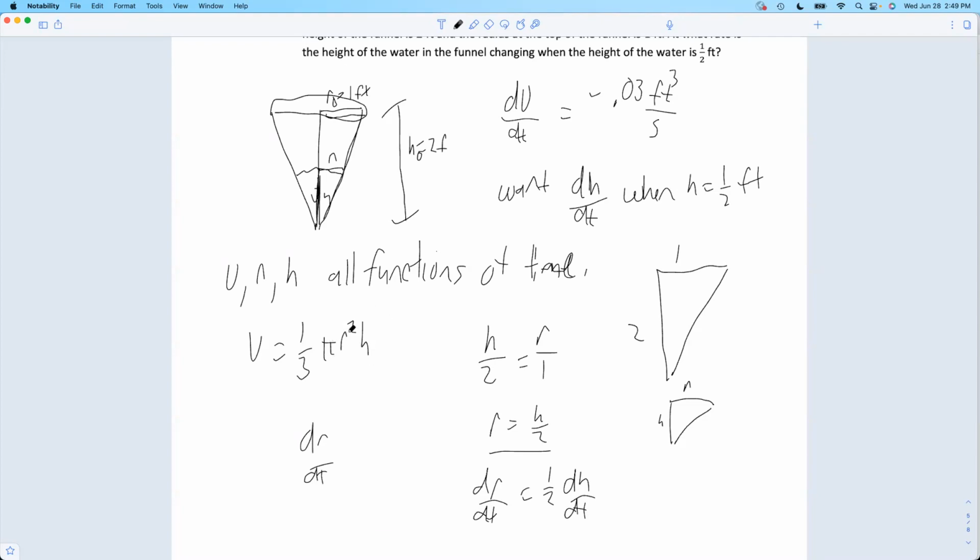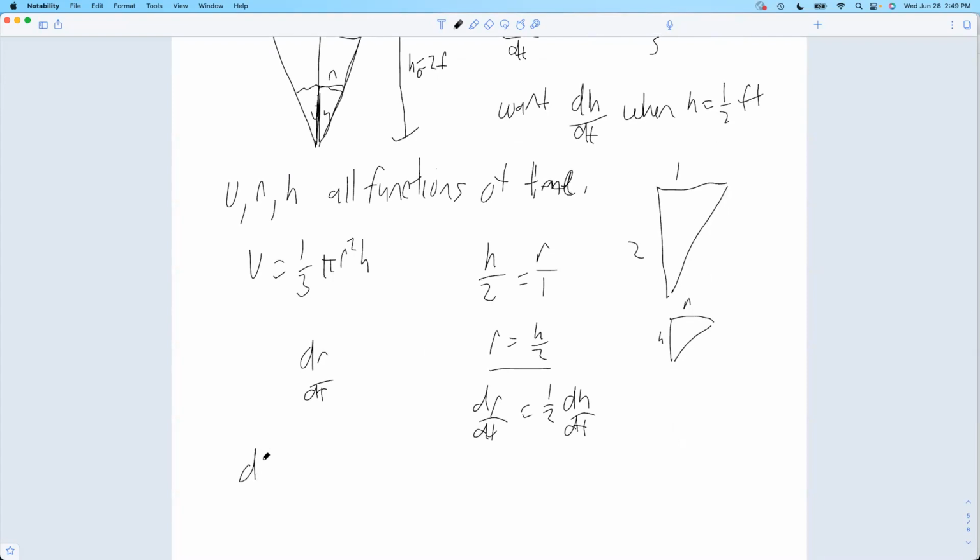And so I could do product rule on this. Let me write it out so you can see what I'm saying. Take the derivative of both sides. I'm going to erase all this in a minute. 1/3 pi comes along for the ride. And I have to do product rule. Derivative of the first, 2r times dr/dt. R is a function of time, so I have to use implicit differentiation. Times h. Plus, leave this first one alone. Derivative of h is dh/dt. That's who I want. That's what I'm after.